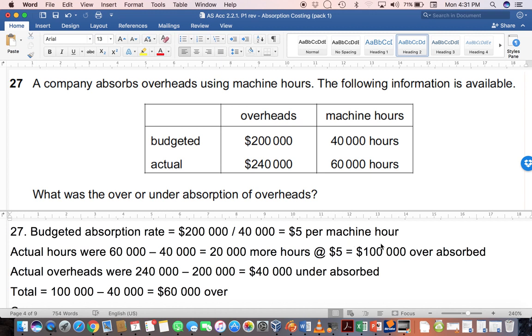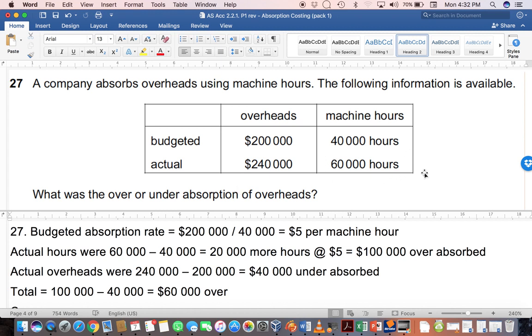In the previous question, we were using labor hours. Now we're using machine hours. Your technique is actually exactly the same. If you can do it for one, you can do it for the other. The actual hours were a whole lot more than budgeted. In fact, it was 50% greater than what we thought it would be. So a lot more machine hours were used, which means there must have been a lot of over absorption here. And you can calculate it as the extra 20,000 hours more than what we're budgeted at the absorption rate of $5, which then gives you $100,000 over absorbed.